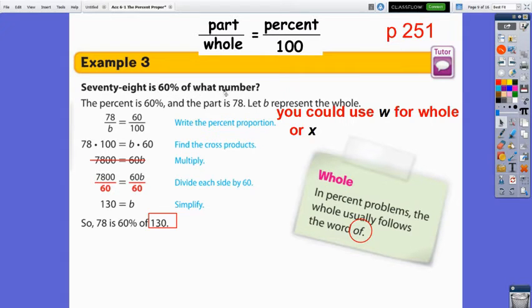And so if it says of what number, then the whole is the unknown, and that is what you are looking for. So 78 is the part, and 60 is the percent, obviously, because there's a percent sign. So 78 out of what? They used a B here. I use W or X again for the unknown whole. Equals 60 over 100. Cross multiply. And again, you don't have to write this line. Divide both sides by 60, right, to get B by itself here, and you get 130. 78 is 60% of 130. So again, the whole usually comes after the word of.